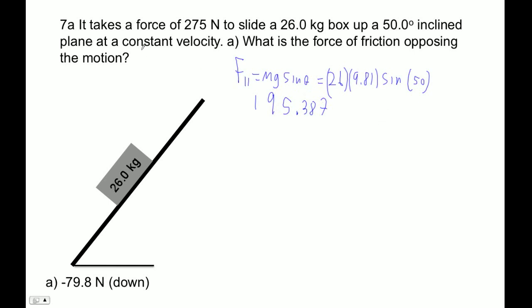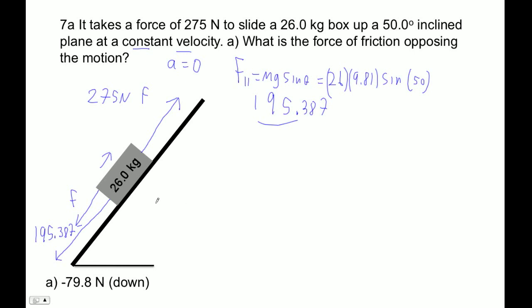Okay, so let's see, we're sliding it at a constant velocity, so that means our acceleration is 0. So if we really want to, we can say we've got a force up the plane, and that's 275 newtons. Since it's sliding up the plane, there's a force of friction, which we'll just call F. We're going to assume it's down the plane, and then of course the parallel force is always down the plane, of 195.387. Is that right? Indeed it is. 26 times 9.81, sine of 50.